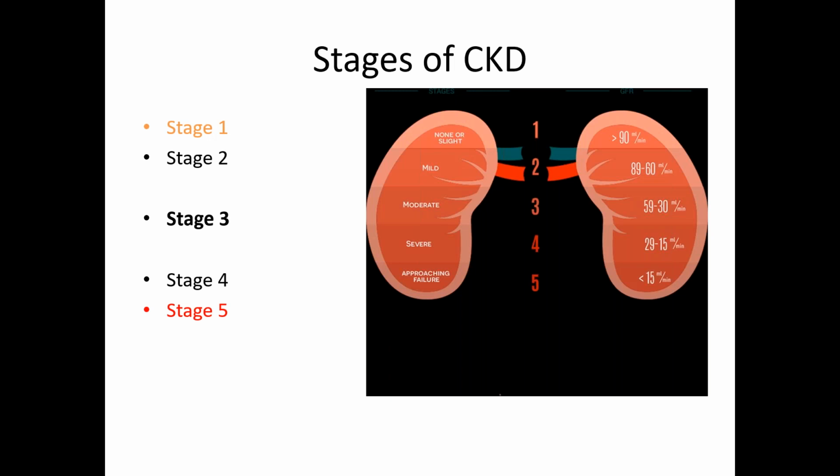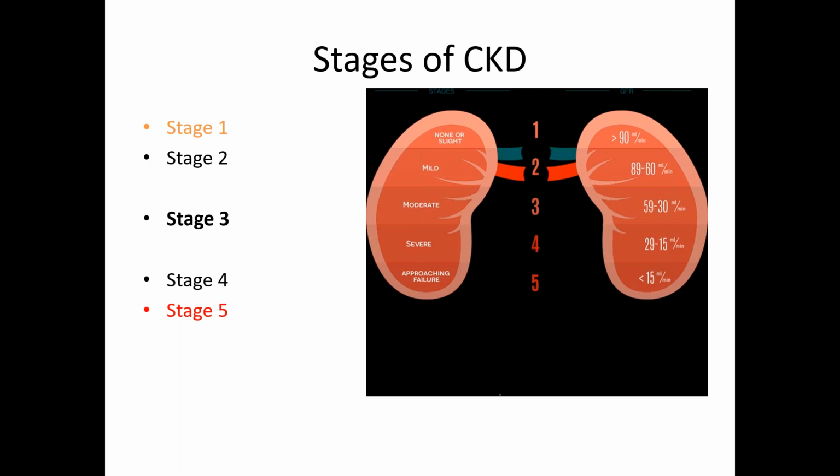Chronic kidney disease, on the basis of the glomerular filtration rate, is divided into 5 stages. Normal GFR varies between 100 to 120 ml per minute.